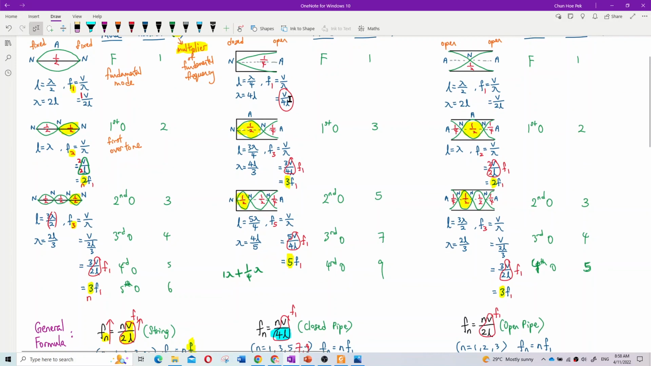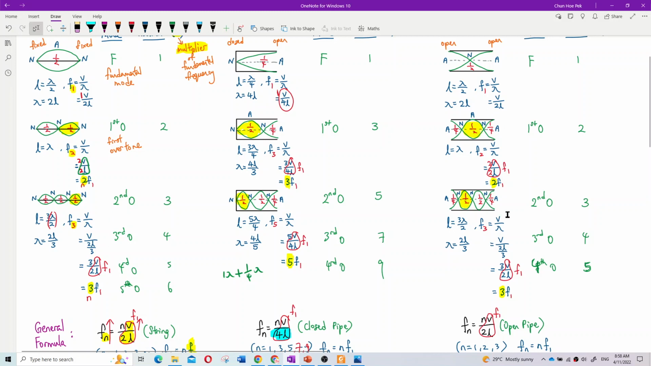Just now we already derived this formula, right? See the pattern? I want you to see the pattern only. The first one is f1 equals 1v over 4L. The second one is f3 equals 3v over 4L. And then the third one is f5 equals 5v over 4L. Do you see that? And below is 4L, not 2L.